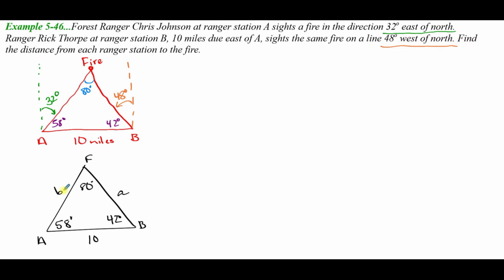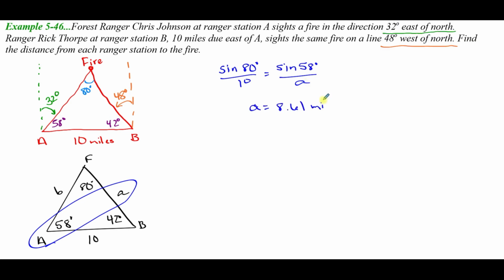So if we just kind of extract out the triangle then for a minute here, we have the three angles of the triangle, and then we have the one side across from the 80-degree angle, which is 10. We need to find both A and B because it says find the distance from each ranger station to the fire. So if I start with A, I'm going to use that given information. So we're going to do the sine of 80 degrees over 10 is equal to the sine of 58 degrees over A, and then we're just going to cross multiply to solve there. So we end up with about 8.61 miles there.